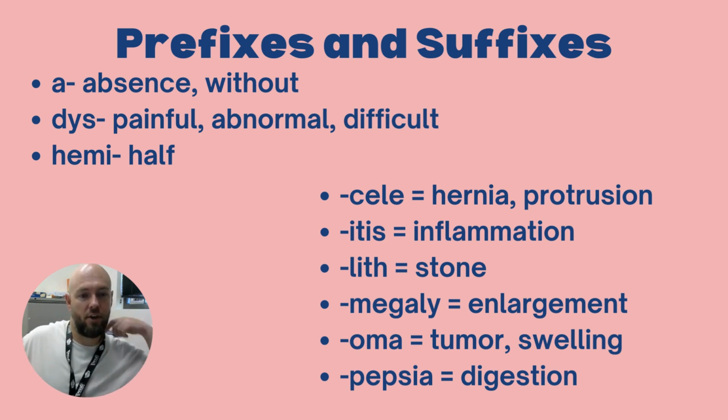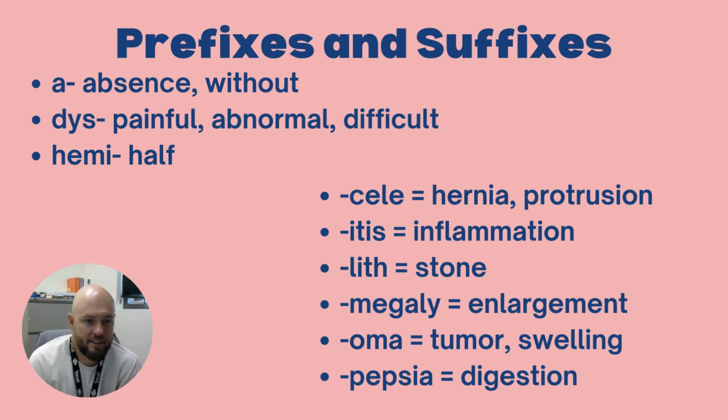So seal is hernia or protrusion. Itis, inflammation. Lith, stone. Megaly, enlargement. Oma is a tumor or swelling. And pepsia is referring to digestion.